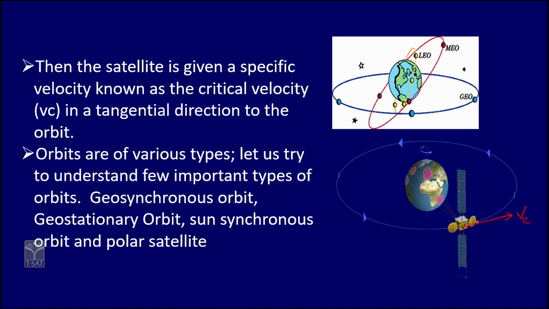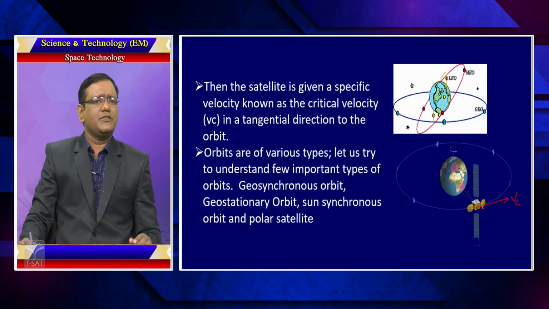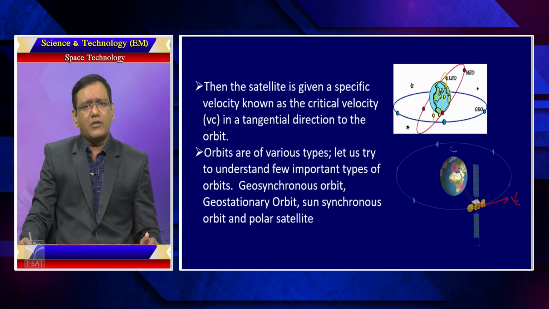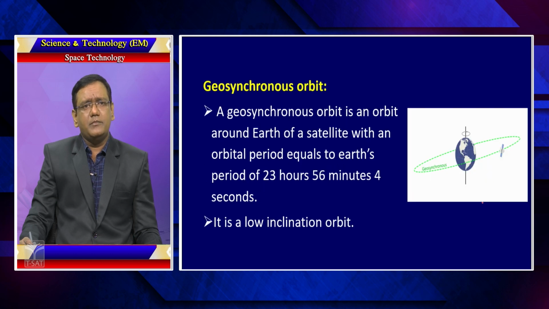So orbits are of various types. Let us try to understand a few important types of orbits based on the functions of the orbit. We all know the geosynchronous orbit, geostationary orbit, sun-synchronous orbit, and polar satellites. These are the types of orbits based on the function that they would perform. So what is a geosynchronous orbit?